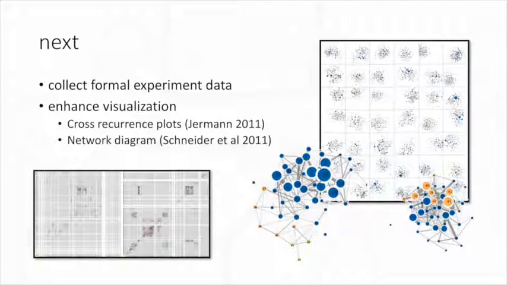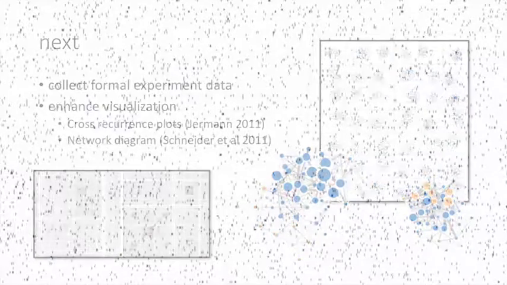So what is next? We will collect formal experiment data and continue working on the visualization part. First, we will enhance the plotting along the lines of German et al., which is also called cross-recurrence plots. Then we will apply Schneider's network diagramming techniques.